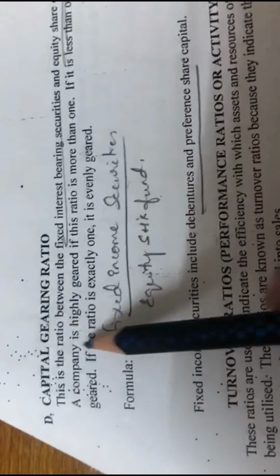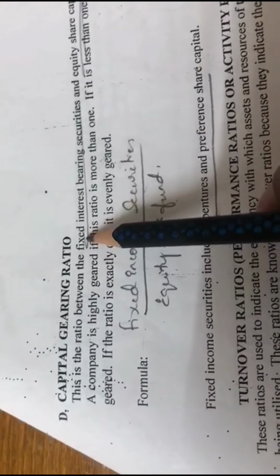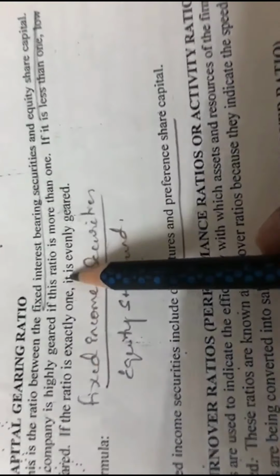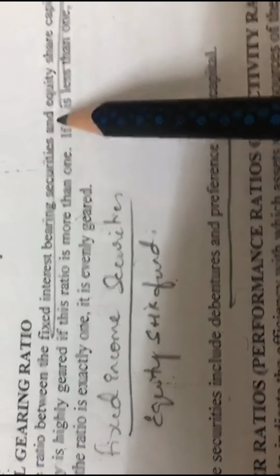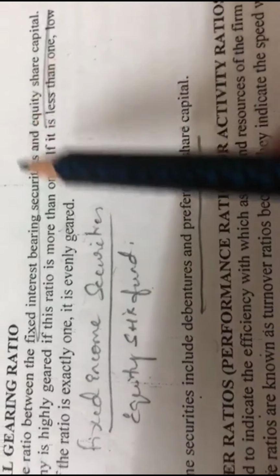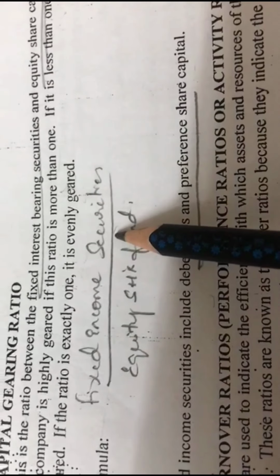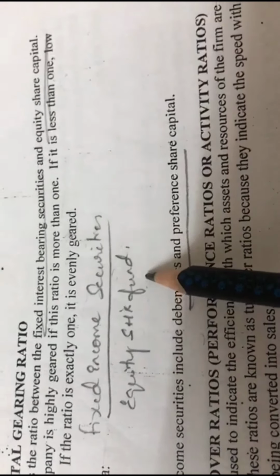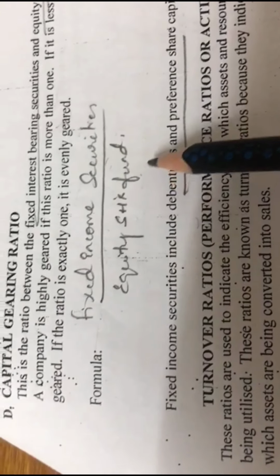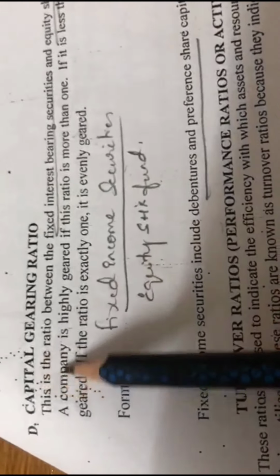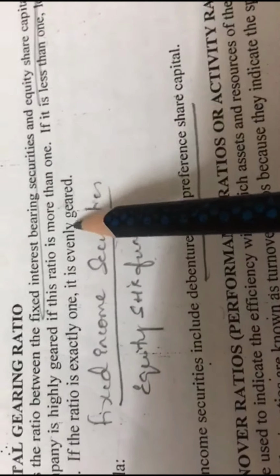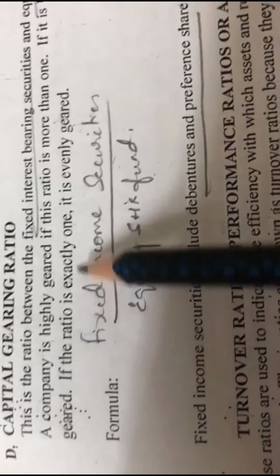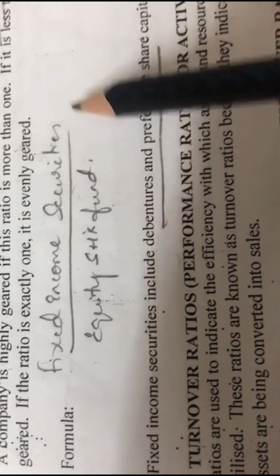So now the next one you have is the capital gearing ratio. This is the ratio between the fixed interest bearing securities and equity share capital. So the formula will be fixed income securities, that is fixed interest bearing securities, divided by equity shareholders' funds. So it is equity share capital. Do remember, we have to show only equity shareholders' funds. So a company is highly geared if the ratio is more than 1. If it is less than 1, it is low geared, and if it is exactly 1, it is evenly geared.